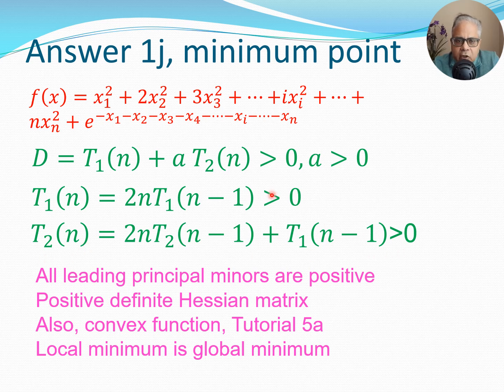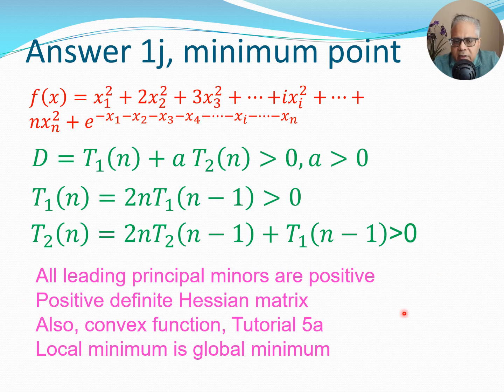because I started out with values T1 and T2 at 1, which were greater than 0, and then it goes on. Now remember here, of course, n is being used only at 2 and beyond, so that's something to keep in mind. So essentially we have figured out that all the leading principal minors are positive, and this is a condition which shows that we have a positive definite Hessian matrix.